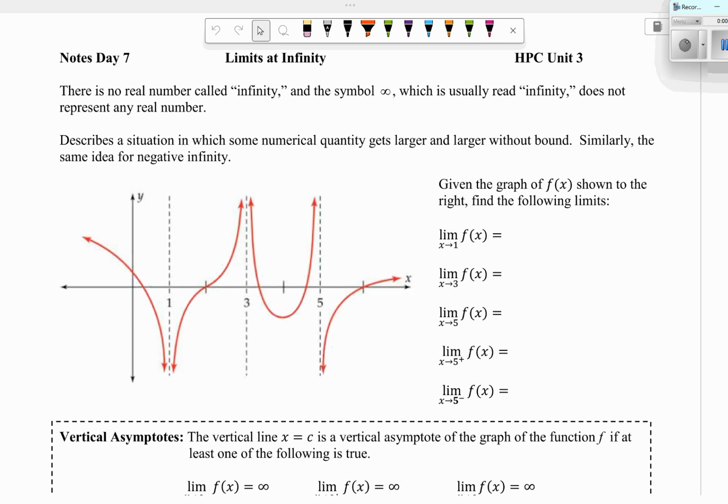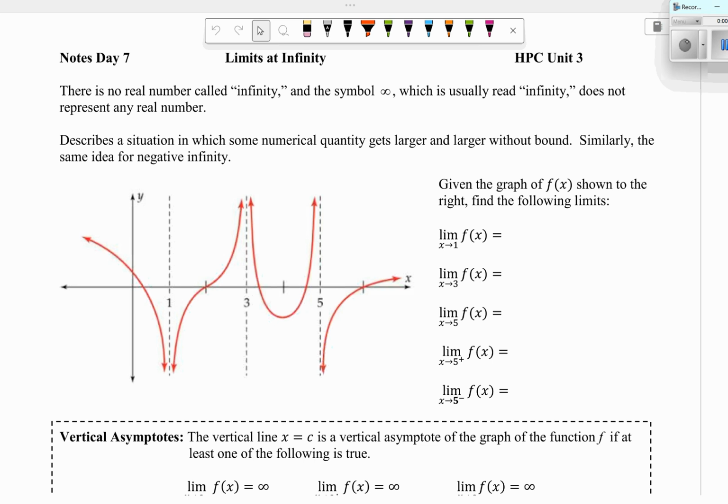Limits at infinity is what we're looking at today. So keep in mind that infinity is not actually a number. It's boundless. It just means we're either increasing or decreasing without bound. But we still want to know when we have limits whether or not we're going to infinity or not. And because we know it, technically the limit doesn't exist. We've talked about that, but we still want to know where it's going.